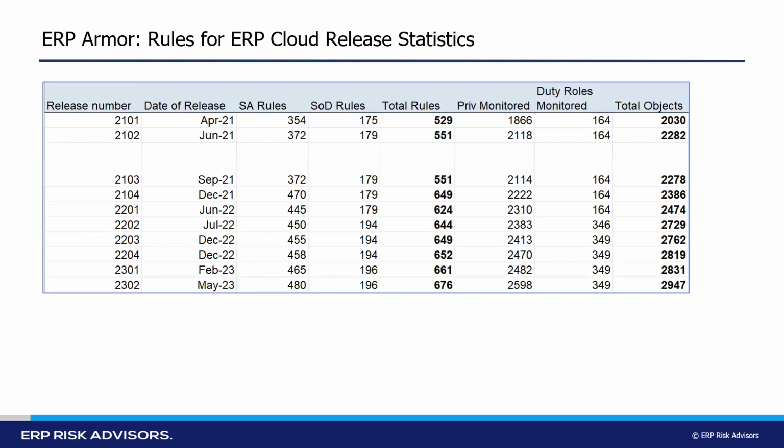We have a long track record for the last couple of years. You can see the growth of our releases. We are currently monitoring 2,900 objects, which includes 2,600 privileges and 349 duty roles. And we can look at who has access to those via our sensitive access rules. We do some things that nobody else does. We can also manage license risk on an ongoing basis. We continue to monitor the license privileges that cause license exposure.